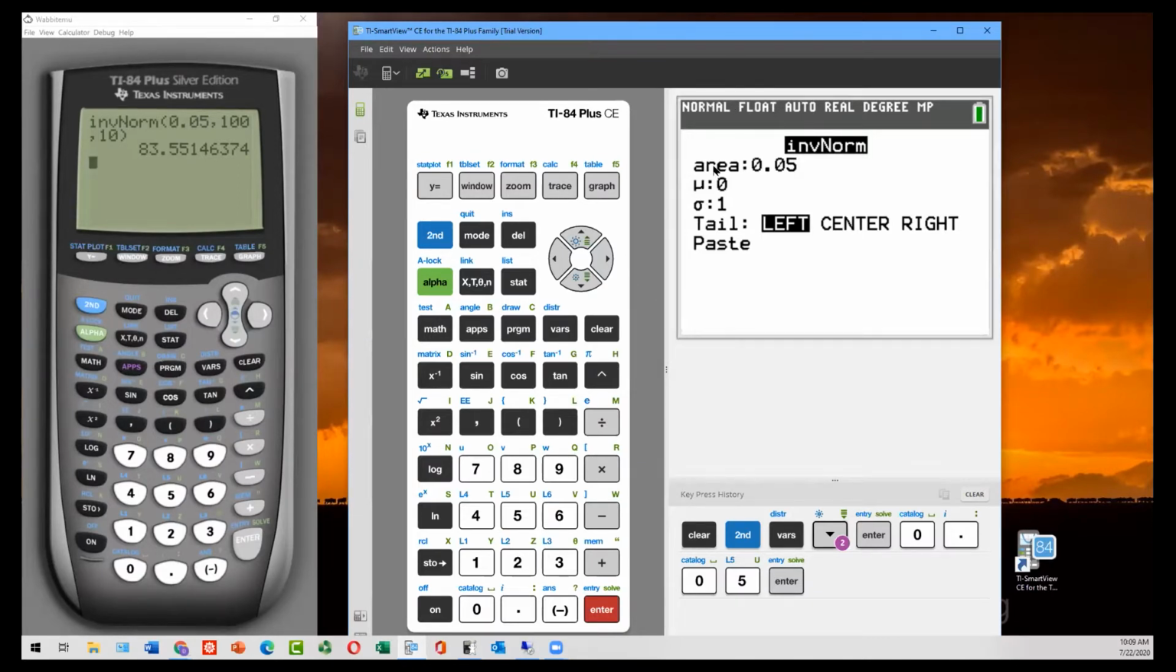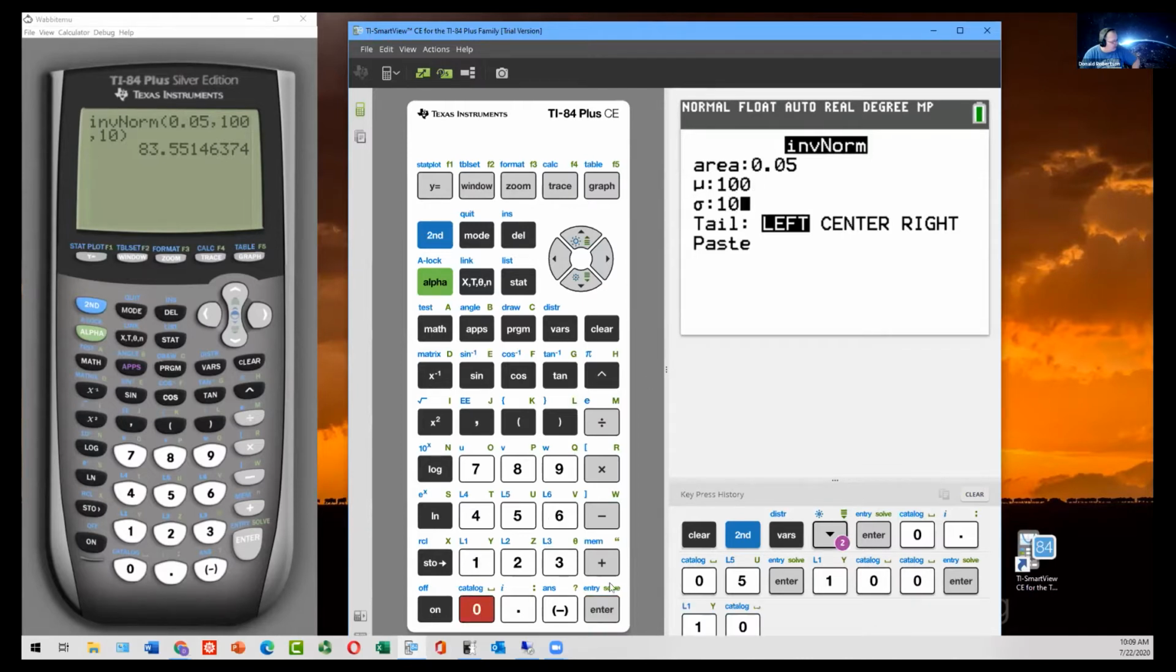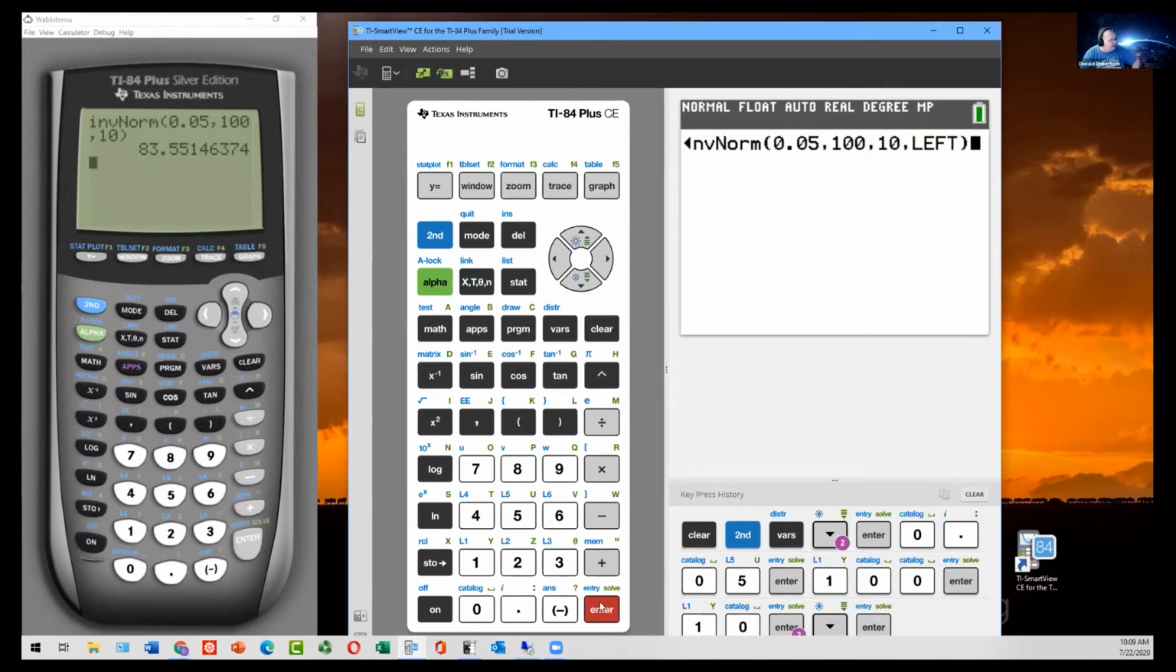Okay, so you're going to type in 0.05 where it says area. Mu is the mean, so you're going to type in 100. Sigma is standard deviation, so you're going to type in 10. And I strongly suggest that you just leave this thing as left and then scroll down to the bottom. And when you hit enter, you have to hit it another time, and there's the same answer. So they both do it, right? They both give you the IQ score that you would need to get to be in the bottom 5%. So if someone has an IQ about 83, 84, that's where they are in the IQ world.